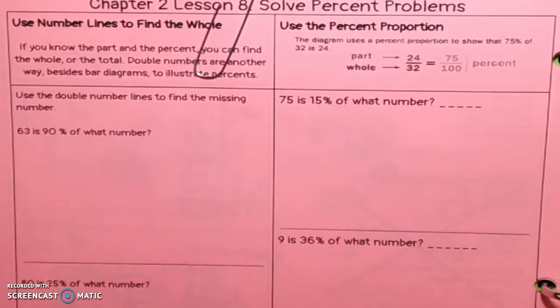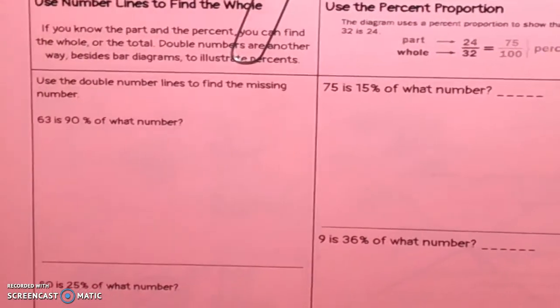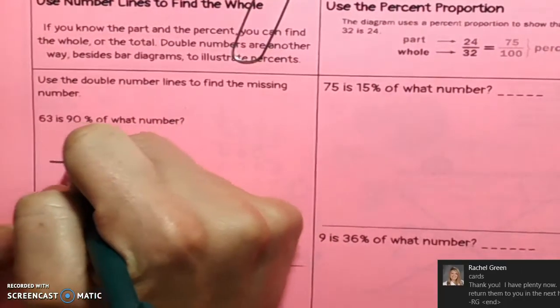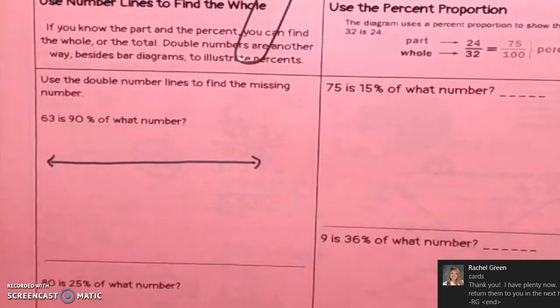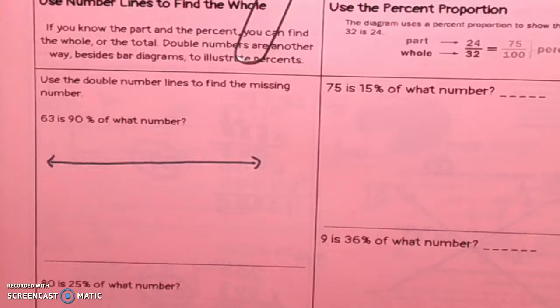Today we're going to be looking at lesson 8, which is solve percent problems. We're going to be using a double number line. So we're going to first start by drawing a line. Easy so far, right?